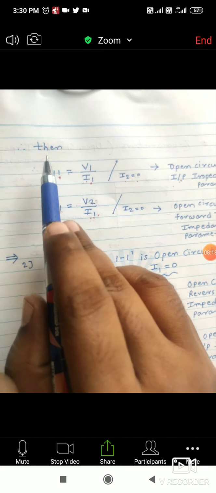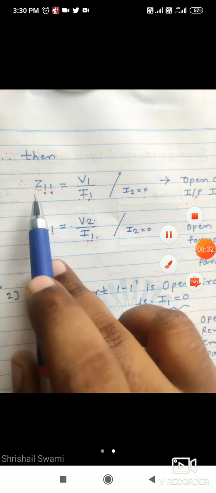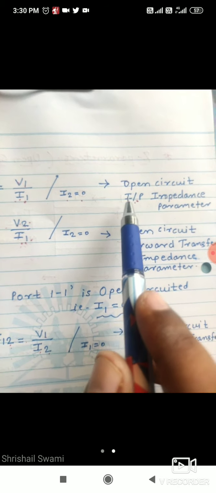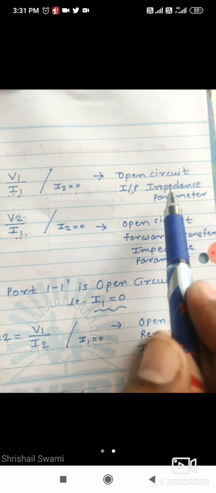Now when port 2-2 dash is open circuited, that is I2 equal to 0, put it in equation number 1 and 2. When you put it in equations 1 and 2, you will get these two parameters, that is Z11 is equal to V1 upon I1, with condition I2 equal to 0, and Z21 is equal to V2 upon I1, with condition I2 equal to 0. Now what is the name of this parameter Z11? This is a Z parameter or impedance parameter, but what is the particular name? The name is open circuit input impedance.